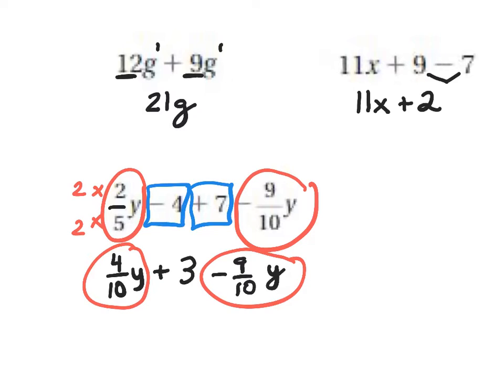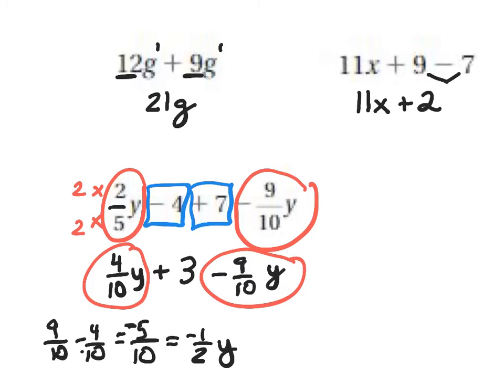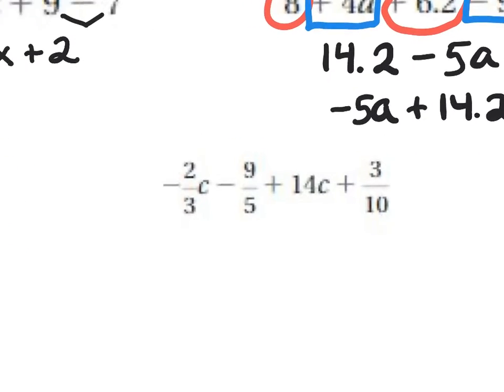So you have to think to yourself, okay, 9/10 minus 4/10. Remember, when we add and subtract fractions, we subtract on the top or add on the top. 9 minus 4 gives us 5. Keep the denominator, 5/10. And which one's bigger, the 9/10 or the 4/10? Imagine you think there's more slices there. If you are looking at the 9/10, you keep the sign of the bigger number, which is negative. Negative 5/10 can reduce to negative 1/2. So this can really be written as negative 1/2 y plus 3. There's our final answer.